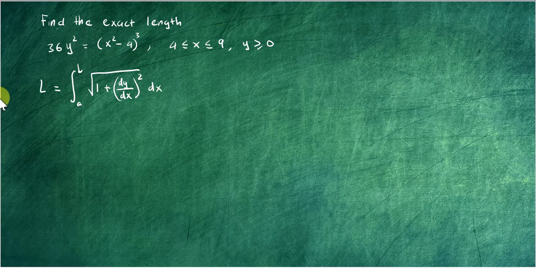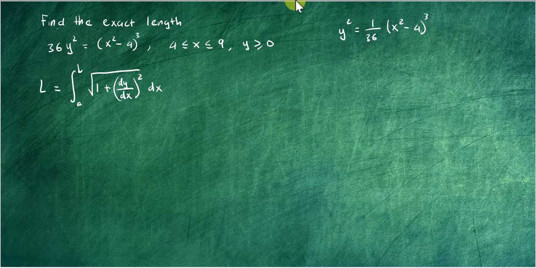Given that f prime is continuous on the closed interval [a, b]. So let's try to find the stuff under the square root first, and then we'll take the integral of that. To find dy/dx, I have to solve for y from the given equation. If you divide both sides by 36, then y squared will be 1 over 36 times (x squared minus 4) to the third power.